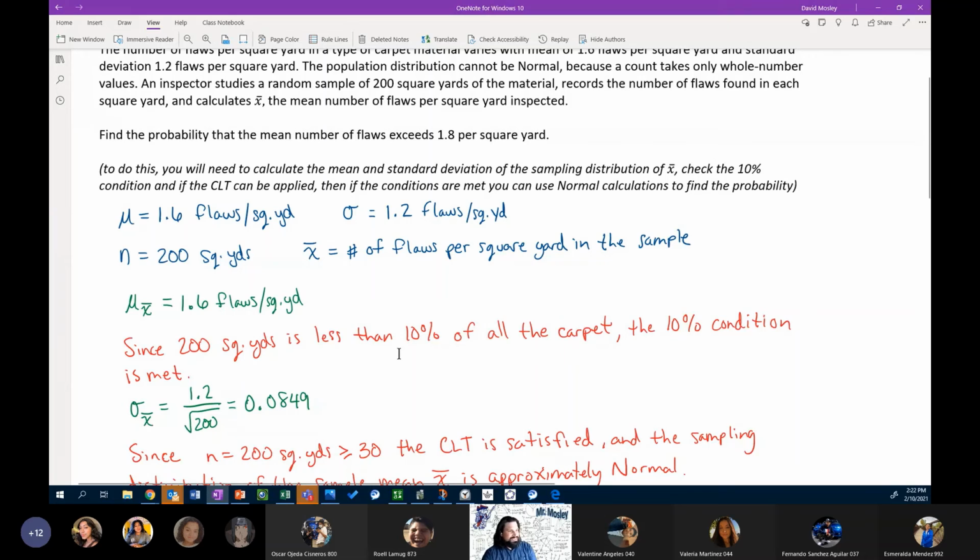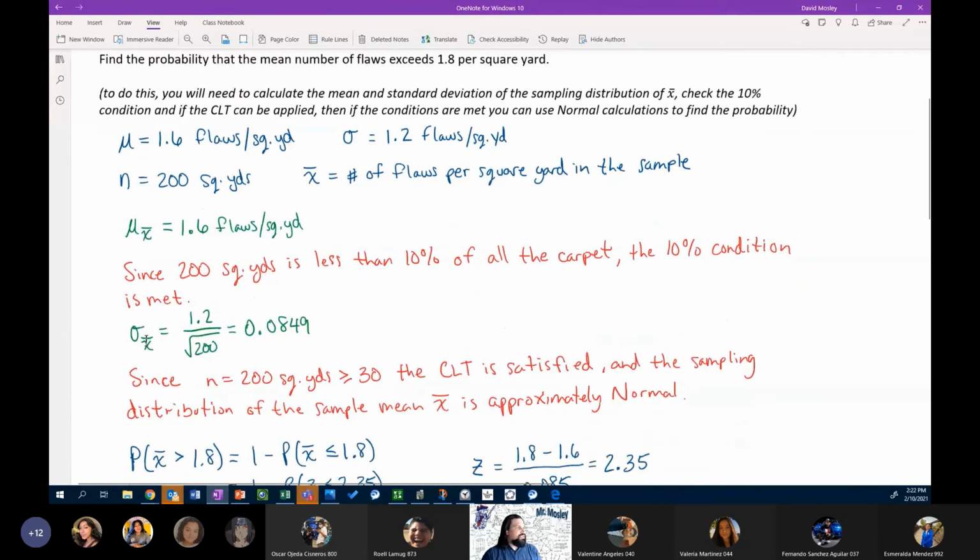Since 200 square yards is less than 10% of all the carpet, the 10% condition is met. We're assuming this to be true because they didn't tell us otherwise. Right. Standard deviation of X bar is then 1.2 divided by the square root of 200. That is our formula, and we get 0.0849 approximately.